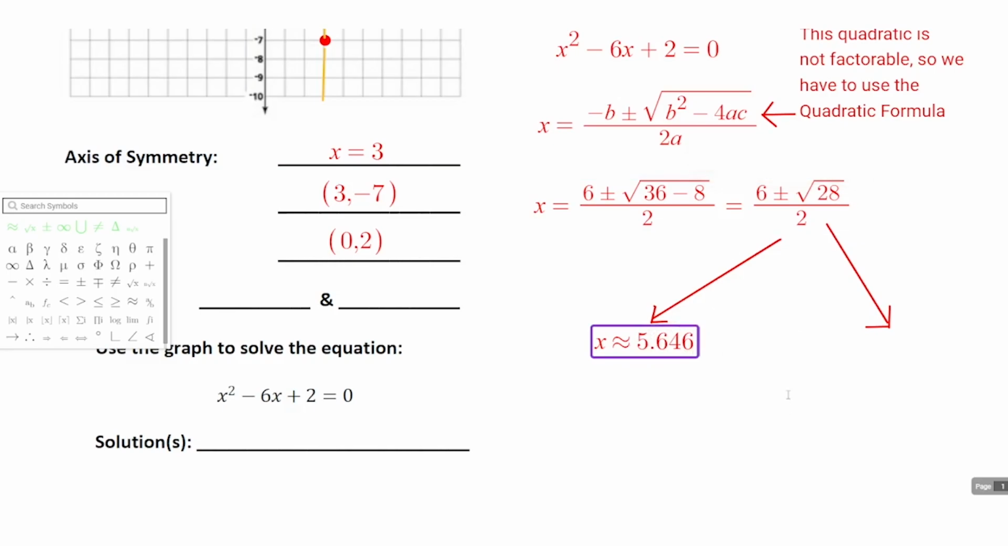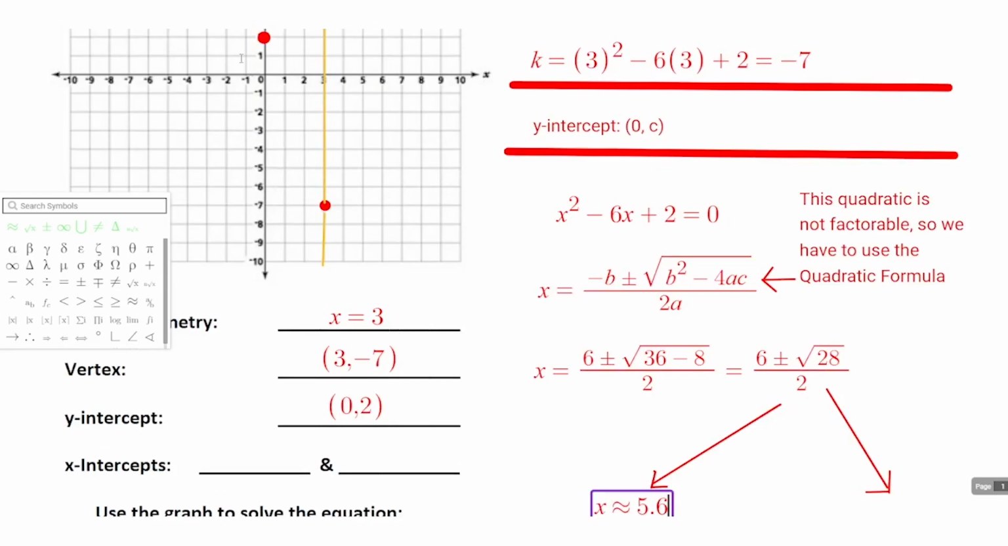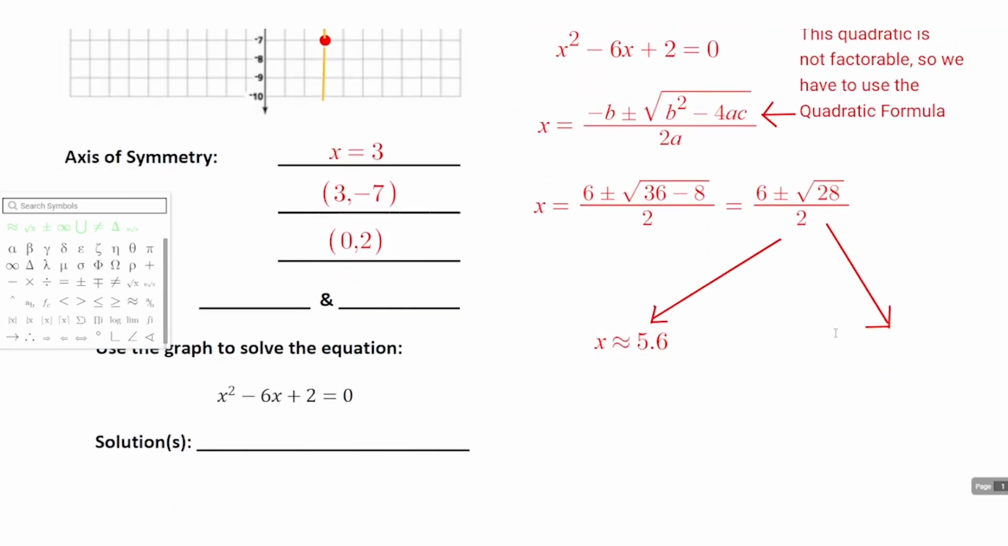5.646, and then, I mean, we could just really call that 5.6, since really the whole point of this is so that we can graph. And then the other one would be approximately, let's see what 6 minus square root of 28, divided by 2 would be. I get about 0.35, so I'll call it 0.4.